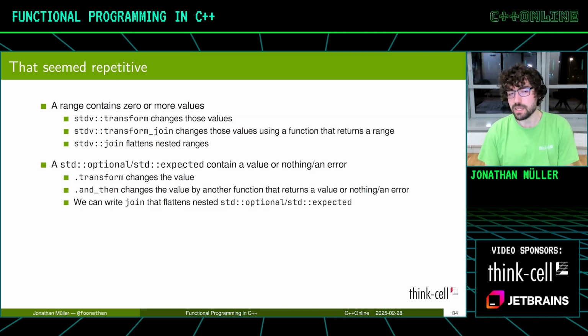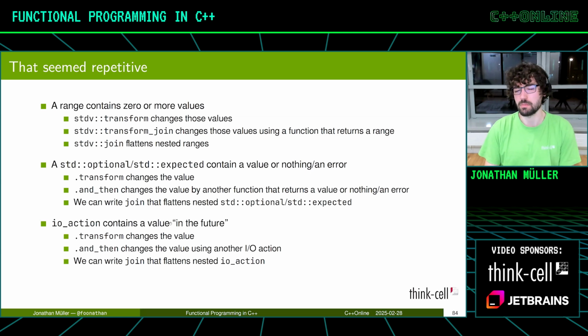And then we looked at optional and expected. They logically model something that contains a value or nothing, or an error in the case of expected. And then you've got the member function transform, which changes that value, but still keeps it inside the optional or expected. Then there's a function and then. This changes the value using another function that returns a value or nothing or an error. Right? And just like transform join, this avoids the nestedness. And if you end up with nested things, you can imagine writing a join function that flattens them out, just like you can use the view.